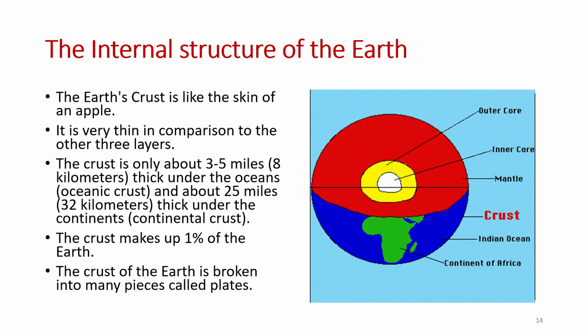The Earth's crust is like the skin of an apple, and it is very thin in comparison to the other layers. The crust is only around 8 kilometers thick under the ocean basins and about 32 to 35 kilometers thick under the continents. The crust makes up about 1% of the Earth, and it is broken into pieces known as plates.